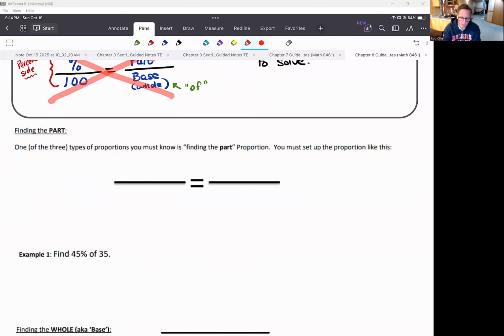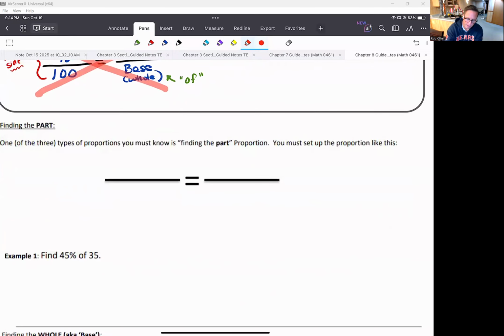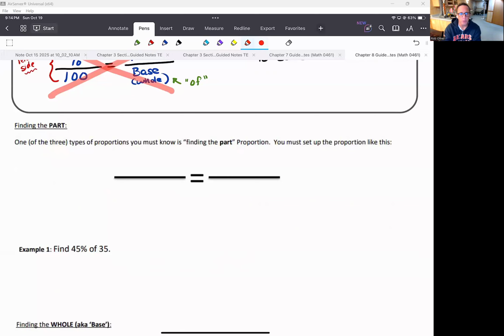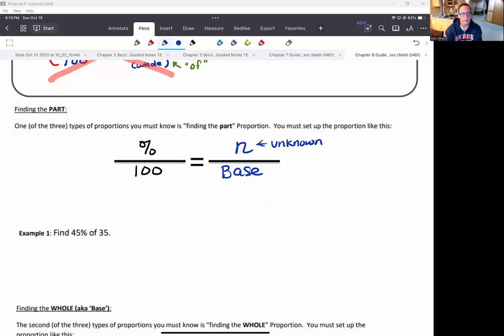We've got finding the part. One of the three types of proportions you must know is the finding the part proportion. So you must set up the proportion like this. In the proportion where the part is the unknown, we're going to put the percent over 100 here, and the part, which we don't know, is going to be the n. Then you're going to put the base down here. The unknown part, the part that we're looking for ultimately, is going to be that.